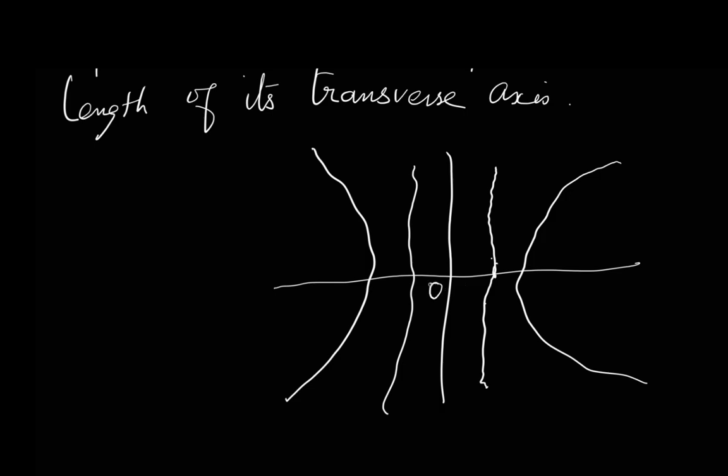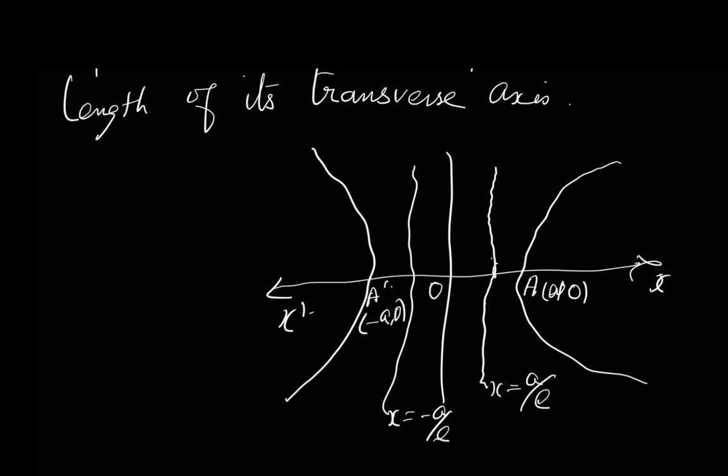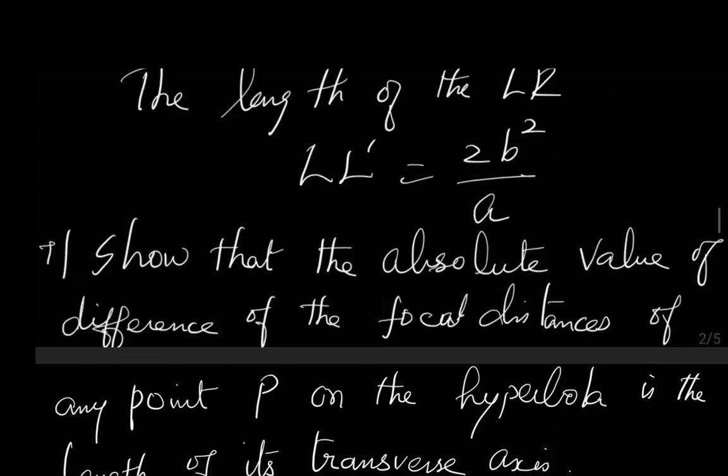See the center of the hyperbola and the two vertices here, A dash. This is A comma 0 and minus A comma 0. And this is the directrices x equal to A by E and this is x equal to minus A by E. X axis, Y axis. Now come to the question.